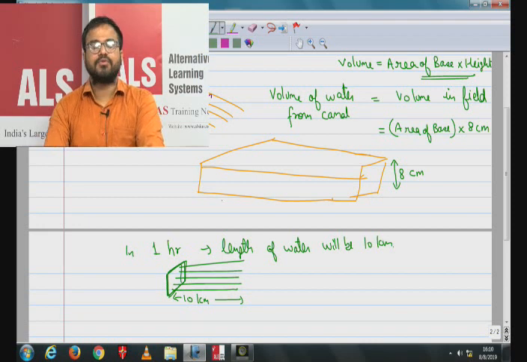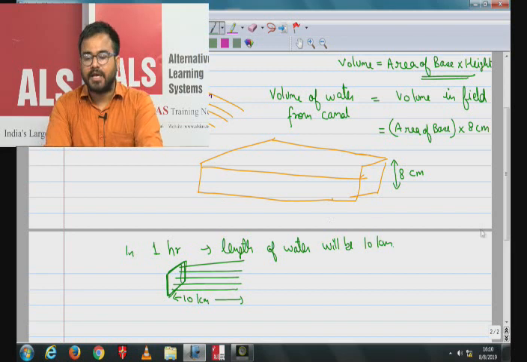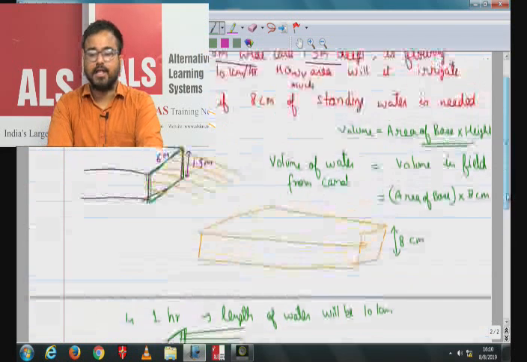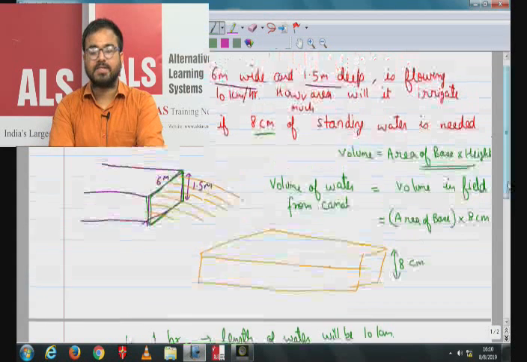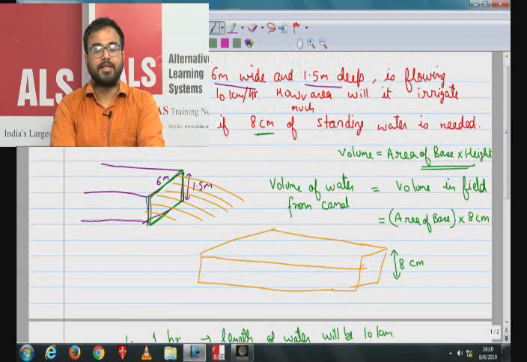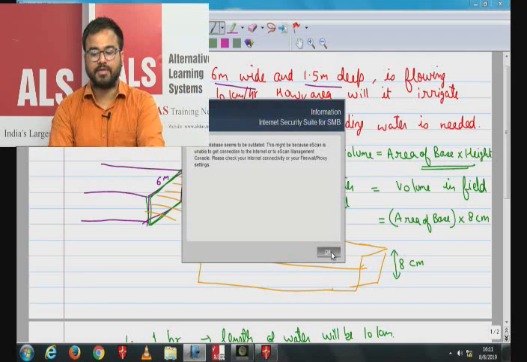Now here we have to take special attention to the units. As you can see in the question, on the right hand side this is 8 centimeter, the speed is given in kilometer per hour, the dimensions of the canal are in meter, and the time is in minutes. So we have to take care of the units while solving these questions.